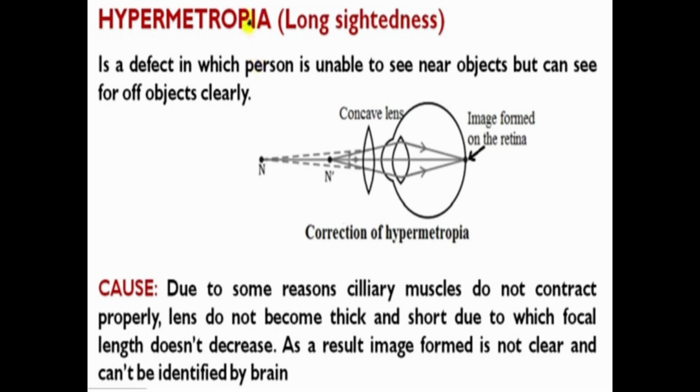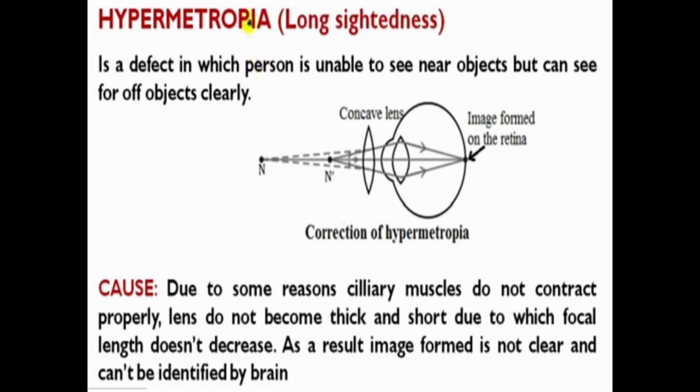Now let's study hypermetropia. Hypermetropia is long-sightedness. Long-sightedness means it is a defect in which the person is unable to see nearby objects clearly but can see far off objects clearly. Now, what is the cause for this? It's simply the opposite of myopia.